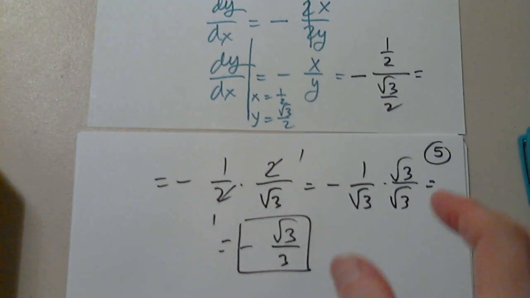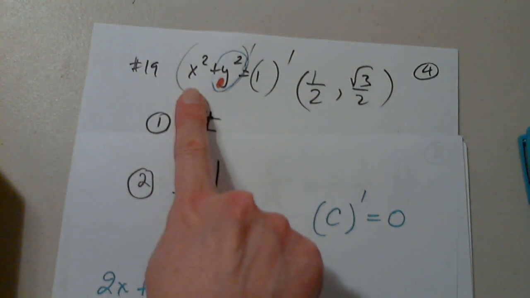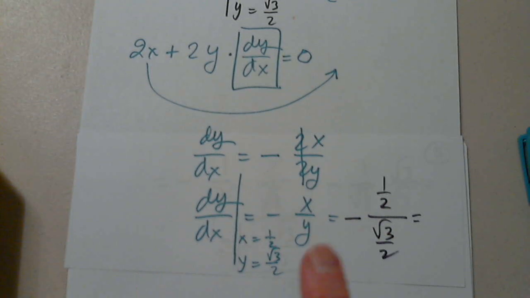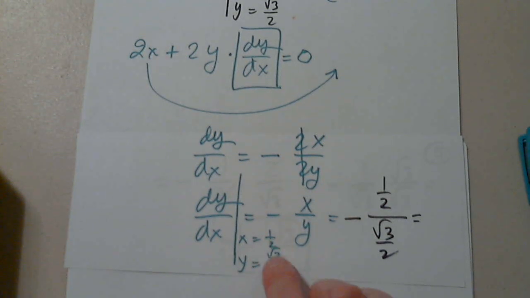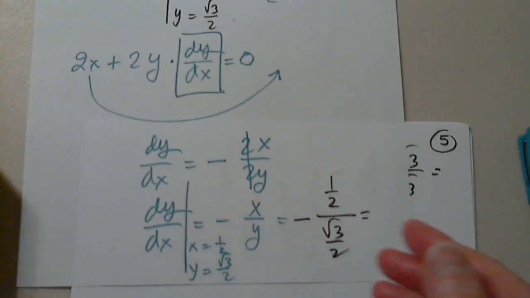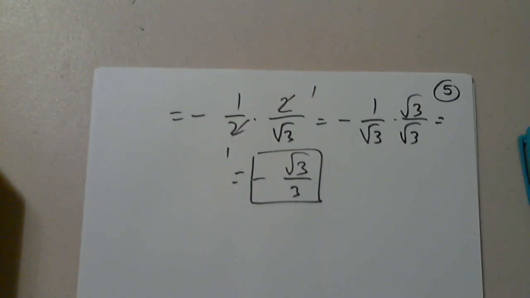So what have we accomplished here? We determined an expression for the derivative of y with respect to x. Here's the expression, negative x over y. And we were also able to determine the slope of the tangent line to the graph of y when x is 1/2 and y equals the square root of 3 over 2. And what was it? Just plug it in. Just algebra. Plug it in and get the answer.